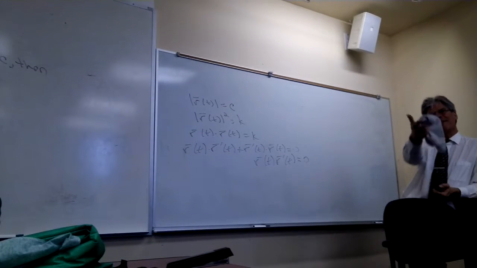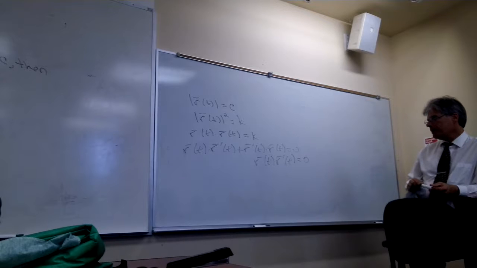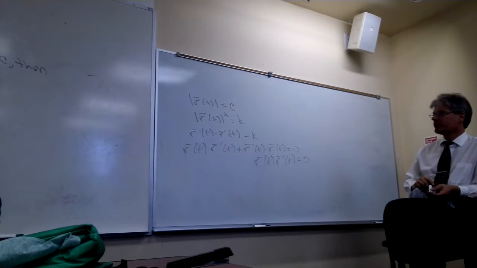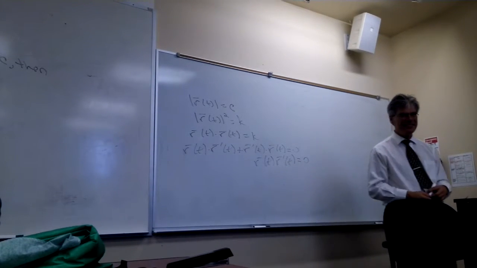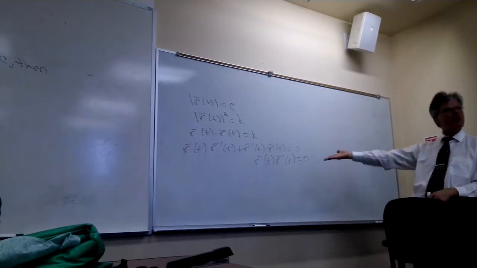Eric, is this supposed to be a vector R prime of t? Because sometimes it's hard to tell. Yeah, that was an R bar prime of t. You guys, come on, somebody say something. What have I just shown?